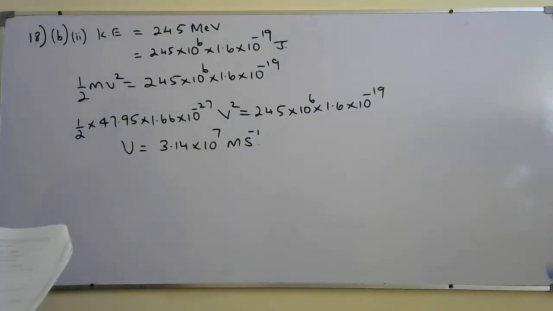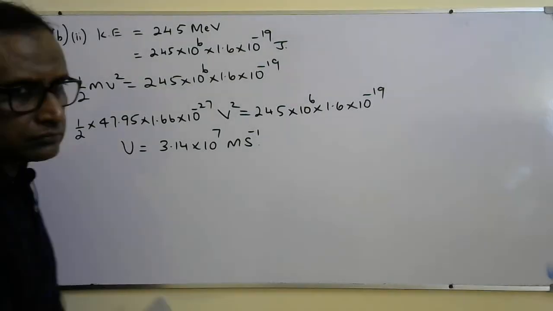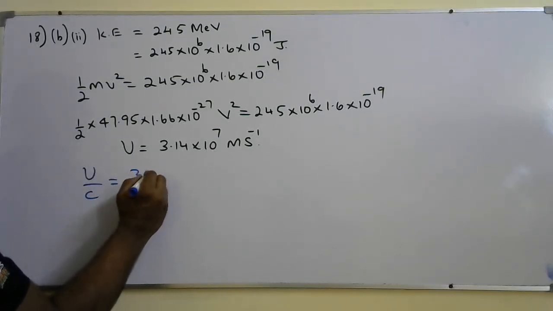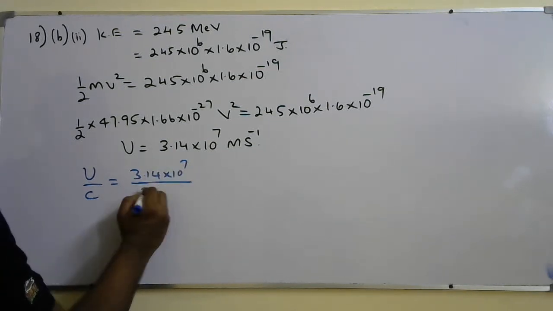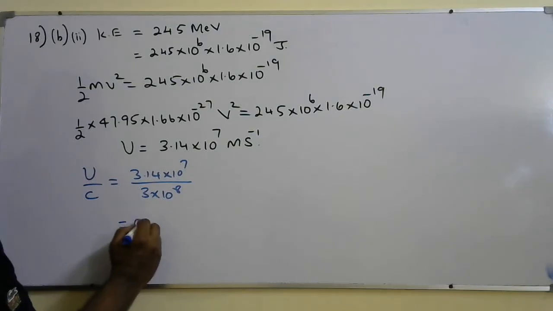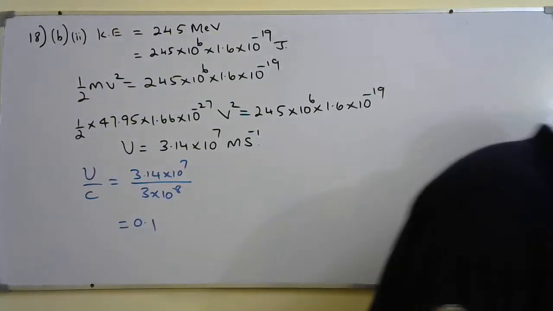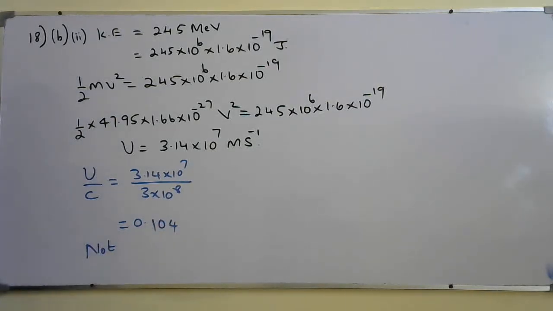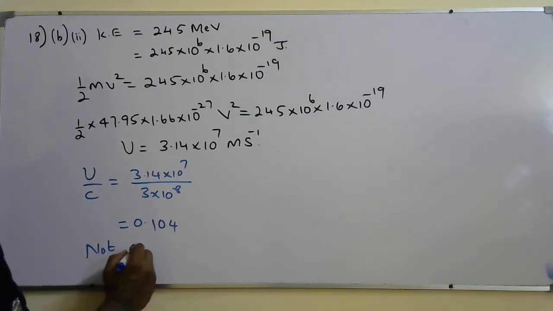Okay, so it is claimed that the calcium ions are traveling at relativistic speed. So find what percentage of the speed of light. This is 3 into 10 to the power 8, the speed of light. You can find what fraction. So v over c equals 3.14 times 10 to the power 7 over 3 into 10 to the power 8. So that is around 0.1, 0.104. So it's not relativistic. So the claim is that the ions with this energy are traveling at relativistic speed, but they are not at relativistic speed.